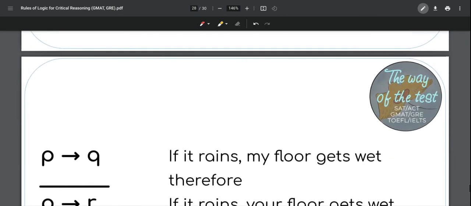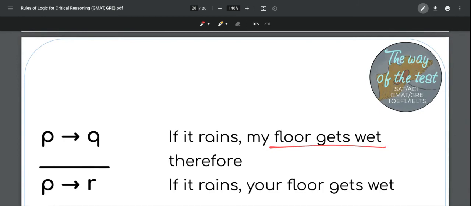You say, if it rains, my floor gets wet. Therefore, if it rains, your floor gets wet. Or worse, if it rains, every floor gets wet. So you're saying, just because this happened to one individual case, to my floor, it will probably happen to all the floors.